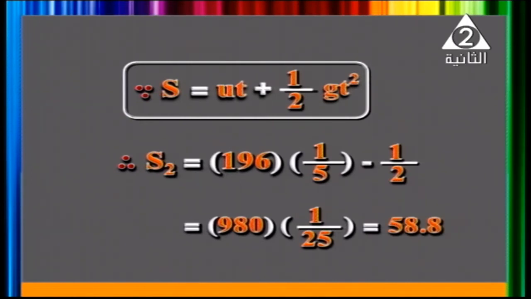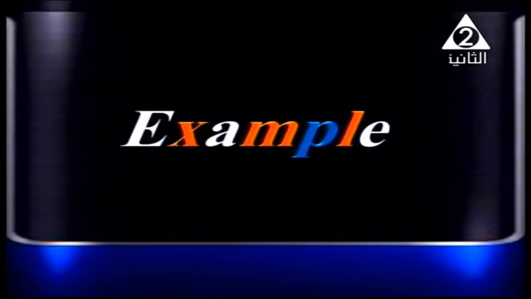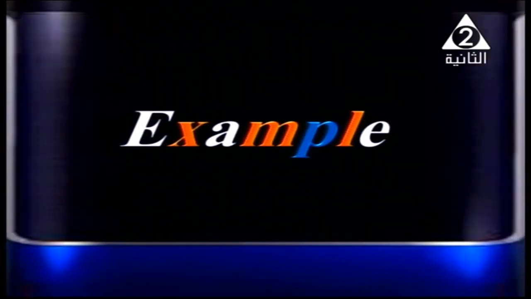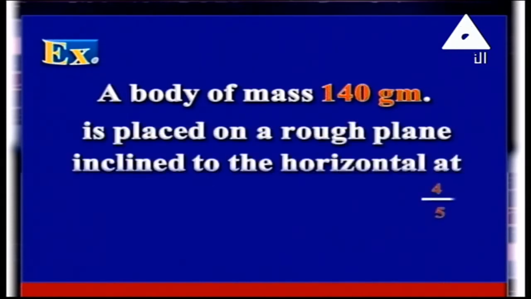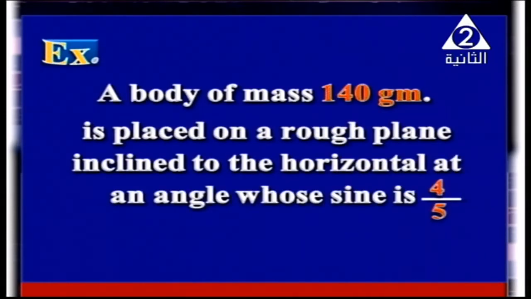Now, my dear student, translate to another example. Body of mass 140 gram is placed on a rough plane inclined to horizontal at angle whose sine is 4 over 5. My dear student, we have body, its mass 140 gram, placed on a rough plane. This rough plane inclined to horizontal at angle which sine is 4 over 5.